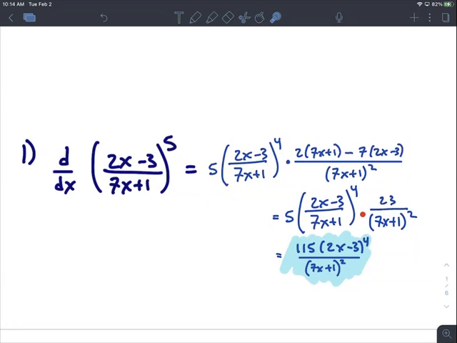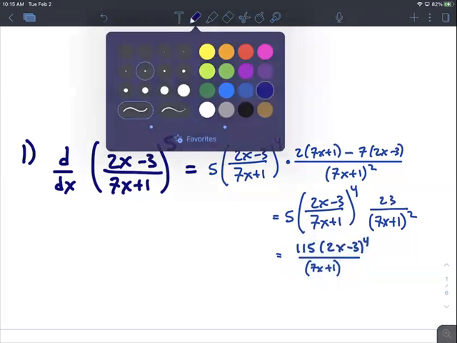And then we're multiplying these things. So basically, I can multiply the 23 times the 5, and that's how I got 115. The numerator, the 2x minus 3 is to the 4th power. But down here, this is to the, oh, I did that wrong. Down here, this is to the 4th power and the 2nd power, so that's going to be to the 6th power.